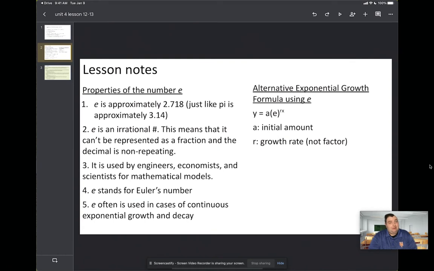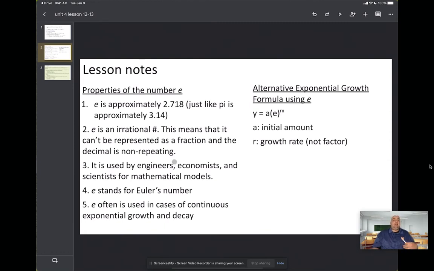You might remember from your mathematical past an irrational number known as pi. Well, E is similar to pi, except it has a different value. We know that pi is approximately equal to 3.14. Well, as it says here, E is approximately equal to 2.718. And just like pi, we call it an irrational number. This means that it can't be represented as a fraction and the decimal is non-repeating.